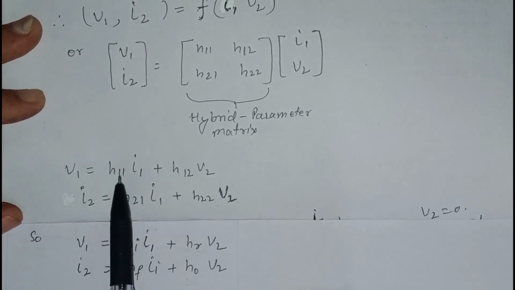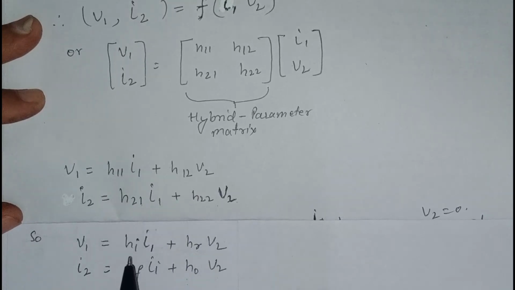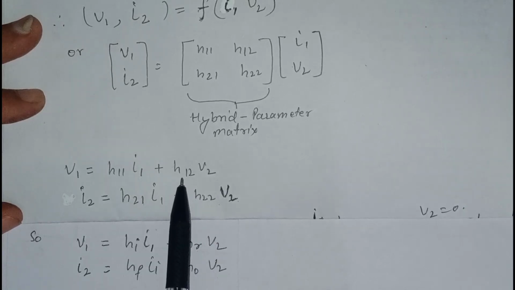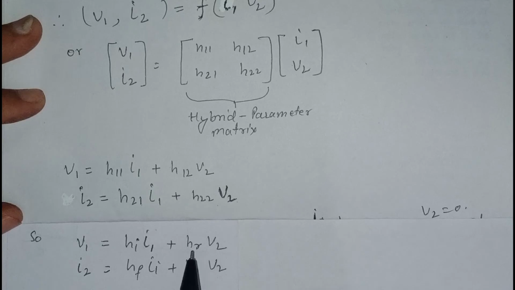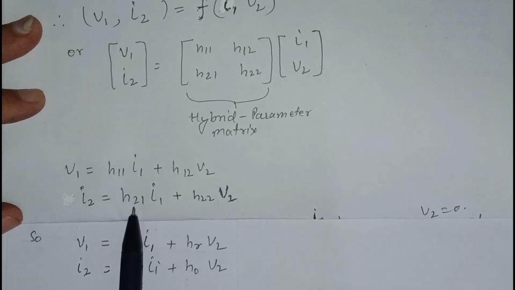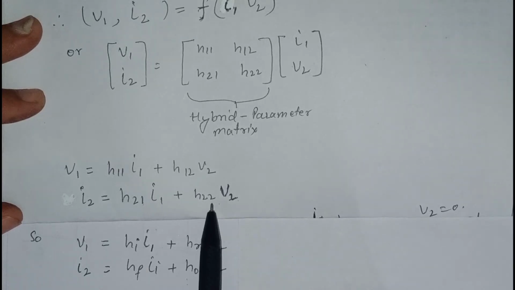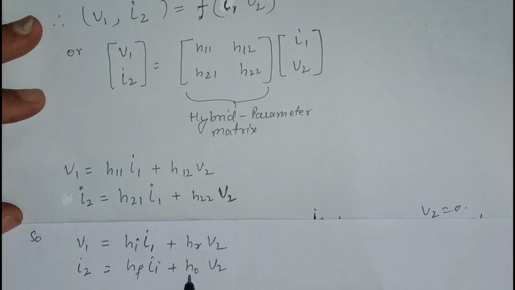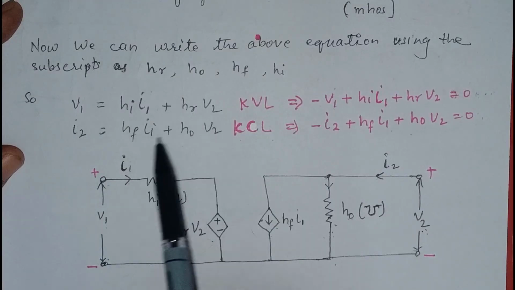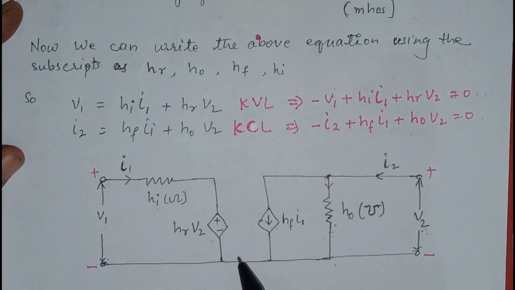As this parameter represents input impedance, we will write it as HI, and this parameter represents reverse voltage gain, so it is HR. This forward current gain is represented by HF, and this H22 represents output admittance, so it is represented by HO. Now we will use these equations to draw the transistor hybrid model.